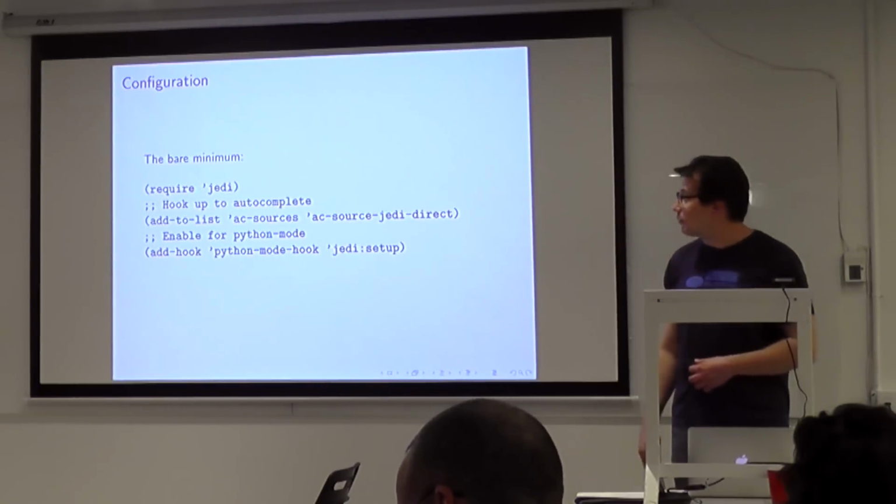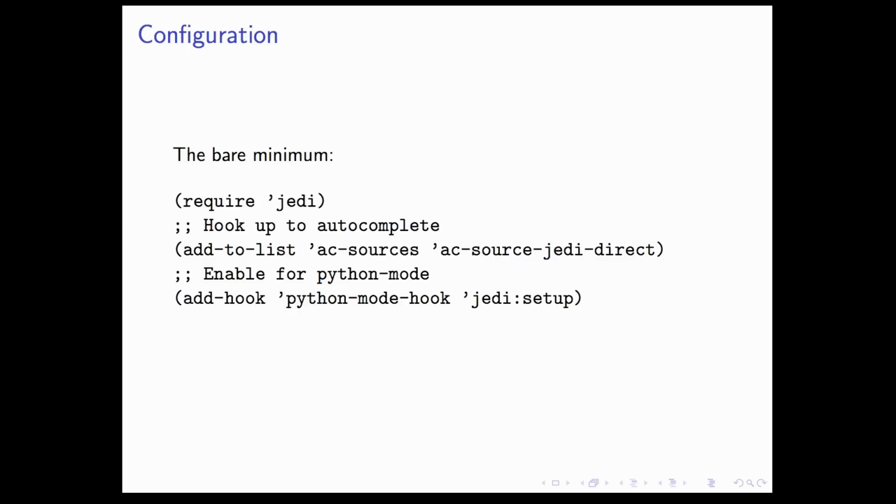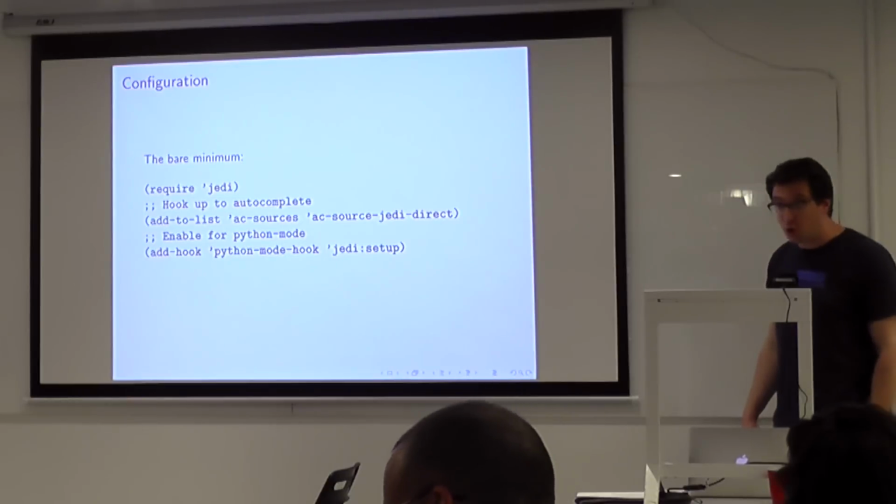The absolute minimum to hook up Jedi is also pretty simple. You import the library, and then, as I was talking about, autocomplete is extensible with different sources, and that's what the add-to-list ac-sources command does. Jedi exposes a source called ac-source-jedi-direct, and you add it. And then the next thing you should do is add the jedi:setup function to the python-mode-hook. So many of you may already know about hooks.